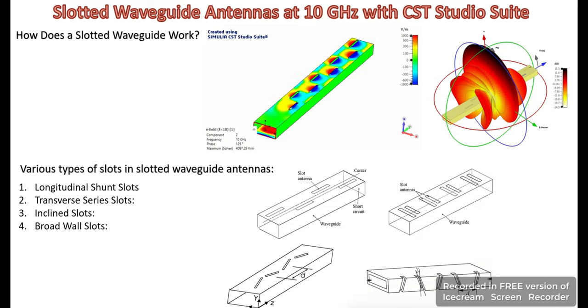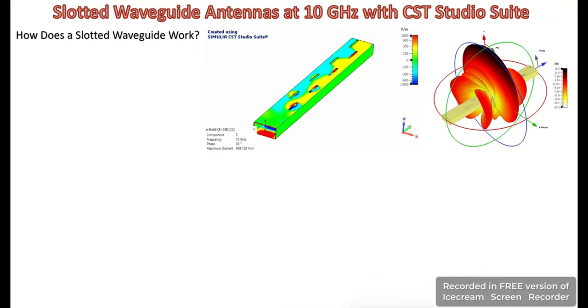Inclined slots. In such designs, slots are cut at an angle to the waveguide's broad wall. Moreover, the angle of inclination helps control the beam direction and polarization. These antennas are used in applications where beam steering is required. Broad wall slots. Slots are cut in the broad wall but can be inclined or transverse. These slots provide flexibility in design for specific radiation patterns and polarization characteristics.